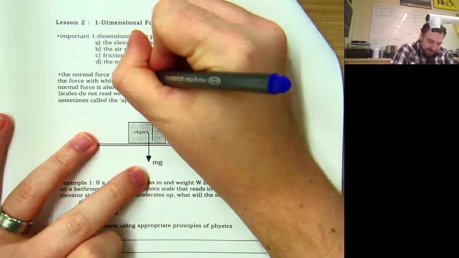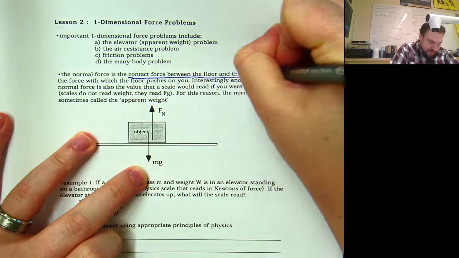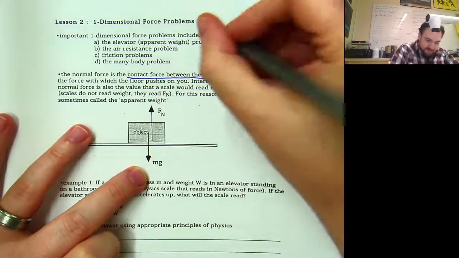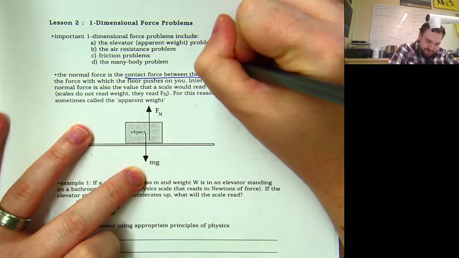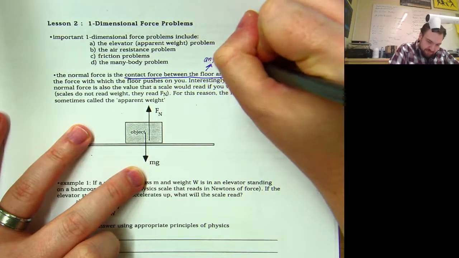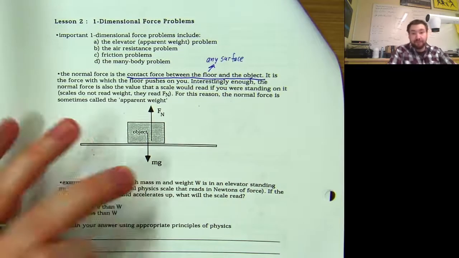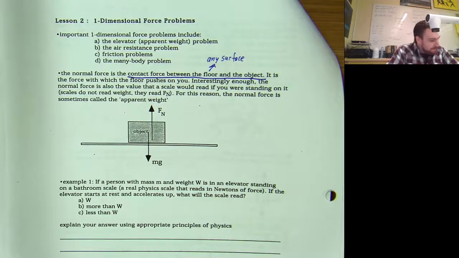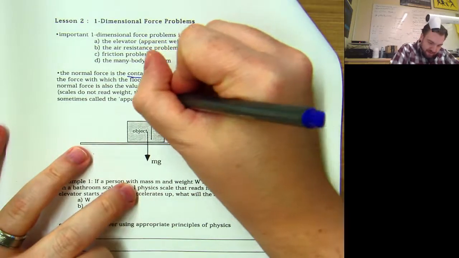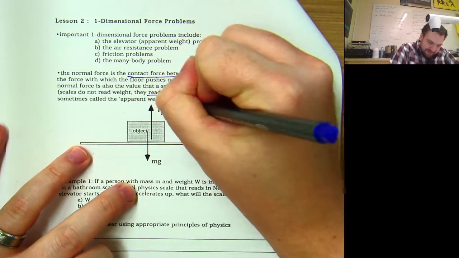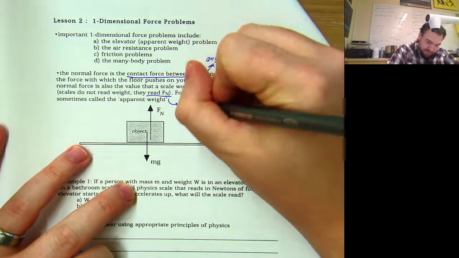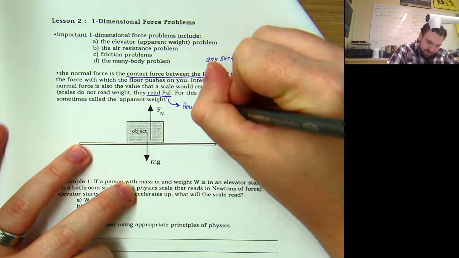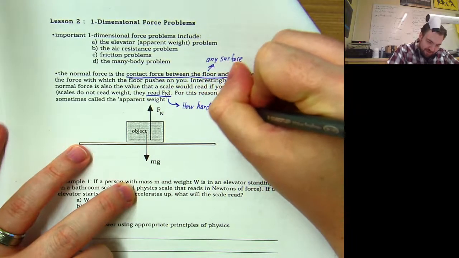Some notes I want to make here. Contact forces between the floor and the object. It doesn't have to be a floor. It could be any surface. It could be a table, for example. And these scales, as we've said already, are reading Fn. That is how hard the scale pushes back on you.